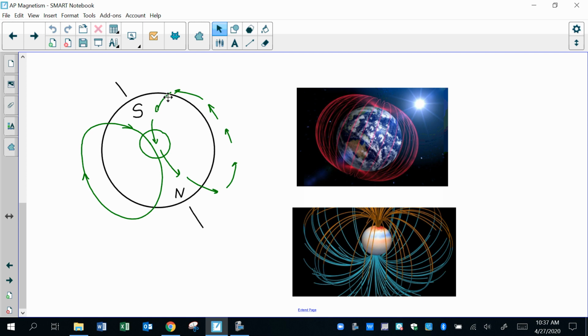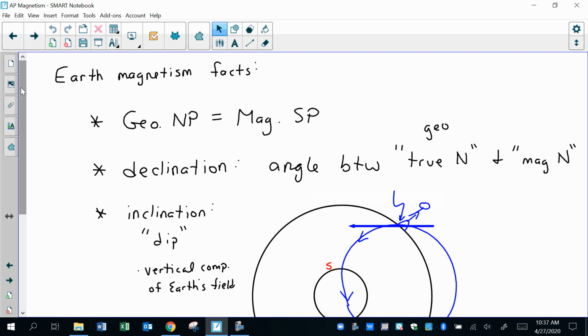If we're right about here at 42 degrees latitude, that right there is the direction of your magnetic field. It's going into the Earth. So we are so used to dealing with just the north, south, east, west direction. There's actually a vertical direction as well. That's called the dip or the inclination. So if I go to our Earth slides, geo north pole is our magnetic south pole.